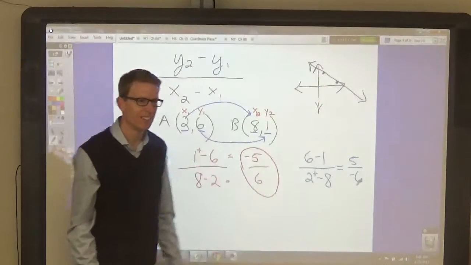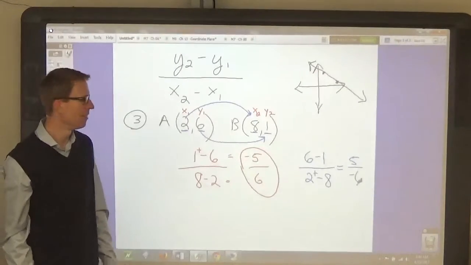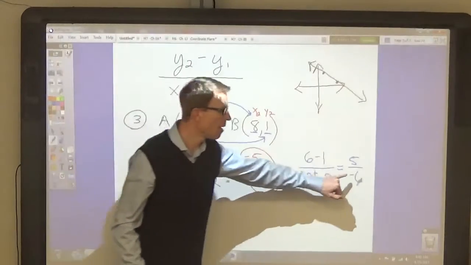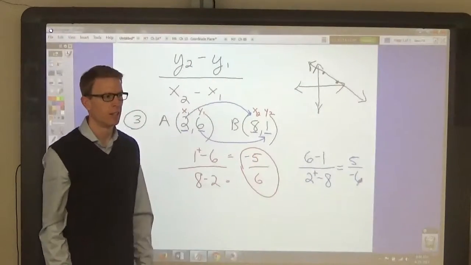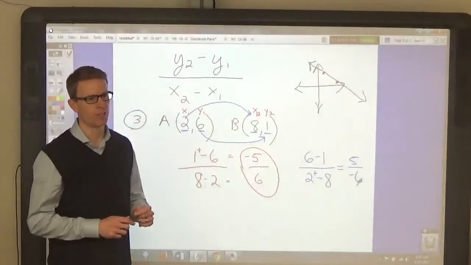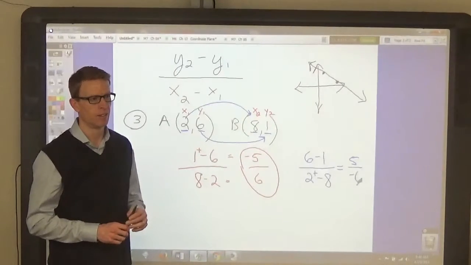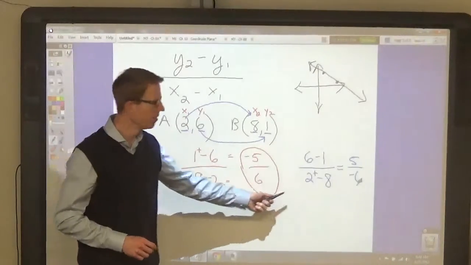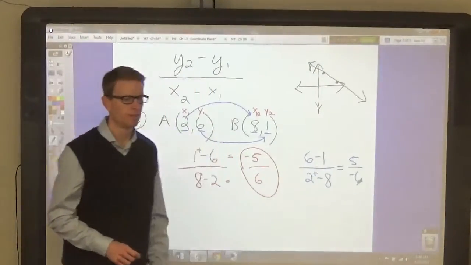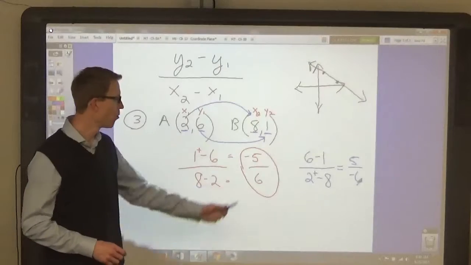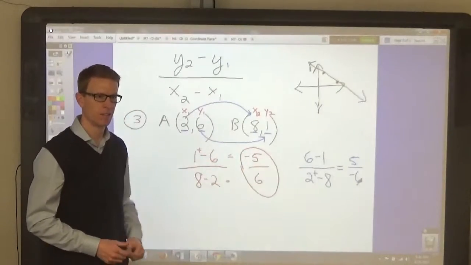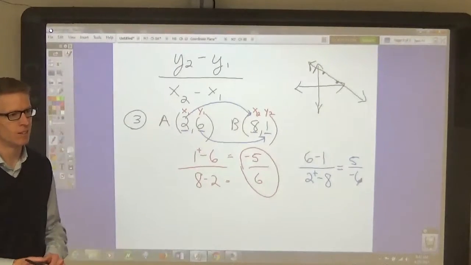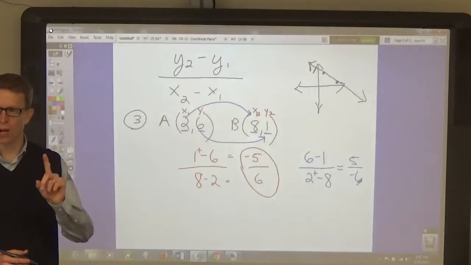Max, you look confused. Whether the negative sign is in the numerator or in the denominator doesn't matter. It makes the whole fraction negative. Alright? This is just negative 5/6. It doesn't matter where the negative sign is. Does that help? As long as there's only one negative sign.